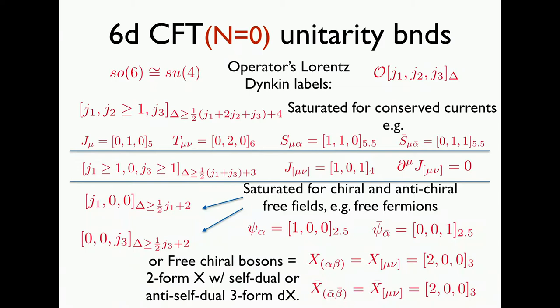And so if J1 is anything and J2 is bigger than 1 and J3 is anything, then this is the bound on the dimension. And this is saturated for conserved currents. So examples are, for instance, a conserved vector current, J mu, has these quantum numbers. If you think about the Young tableaux, J1 is the number of columns with just 1 box, J2 is the number of columns with 2 boxes, and J3 is the number of columns with three boxes. So for instance, the vector, as a representation of SU(4), is that representation, and so that's 0, 1, 0. It has two boxes. And according to this inequality, it has dimension 5, which is the right dimension for a conserved current.